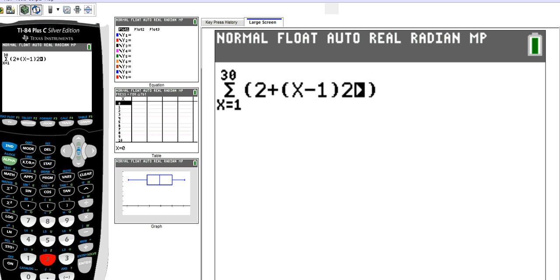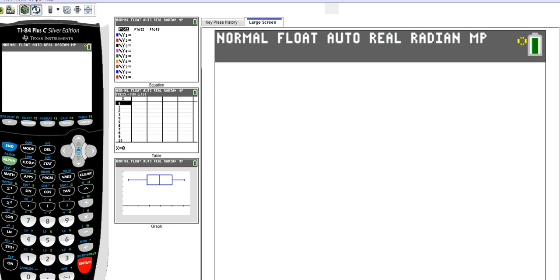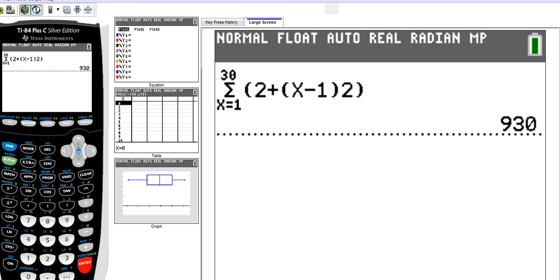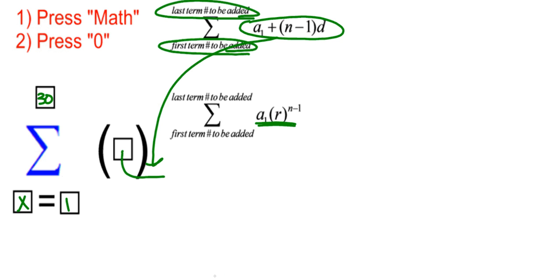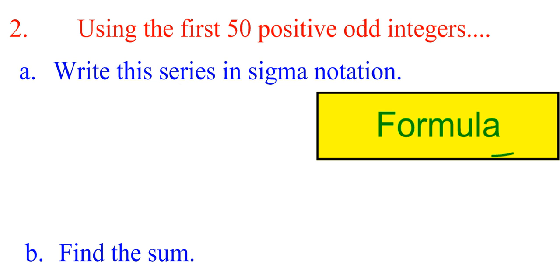Now when I hit enter right here, I should get 930, which is our answer doing it using the other formula. And when I do, you see I get 930. So that's how we would use our calculator to do this. To go back now, we're going to keep applying this. We have a new series for number 2. It says using the first 50 positive odd integers.